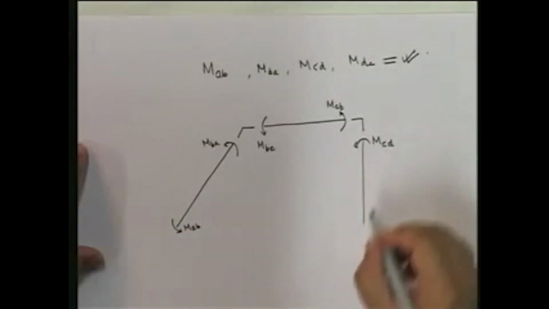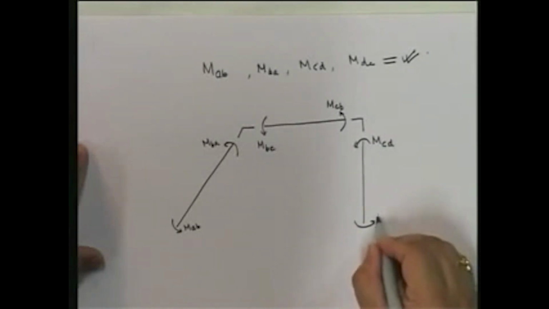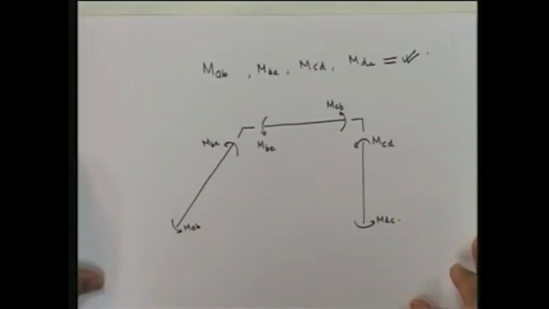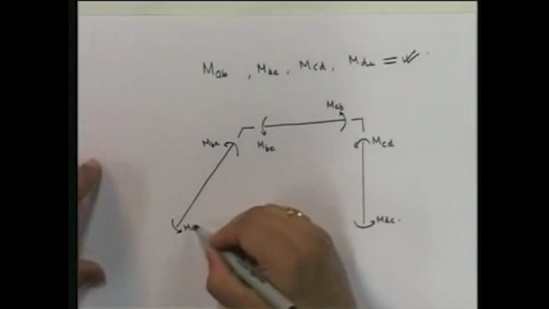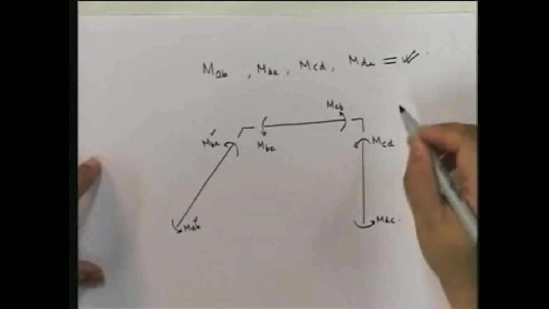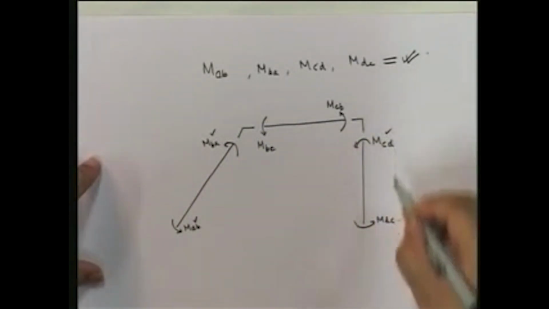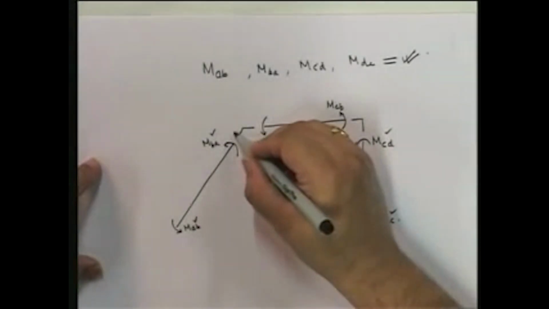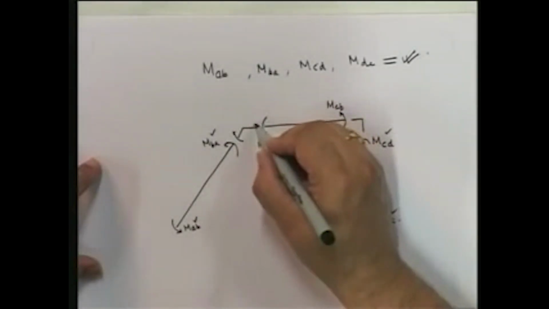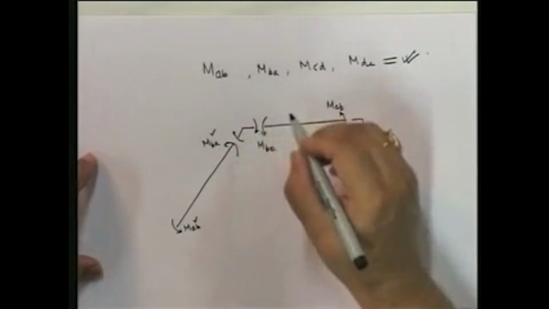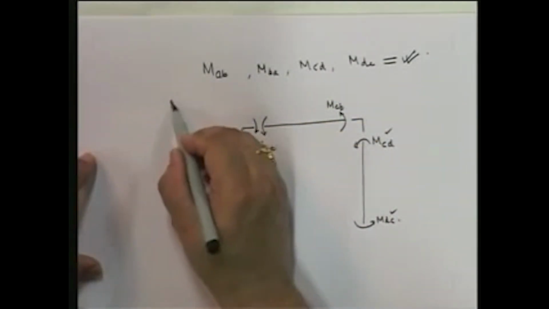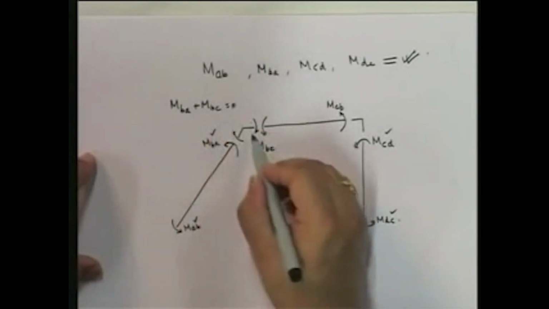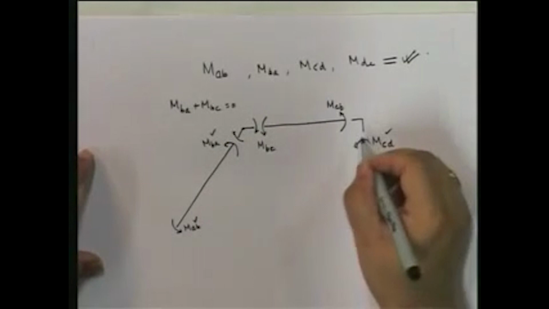So, MCD and MDC. Okay, MCD, MDC. So these are my bending moments where I know this, I know this, I know this, and I know this. Can I find out MBC? Sure I can. How? Equilibrium. Equilibrium says that MBA plus MBC is equal to 0 since there is no moment applied.